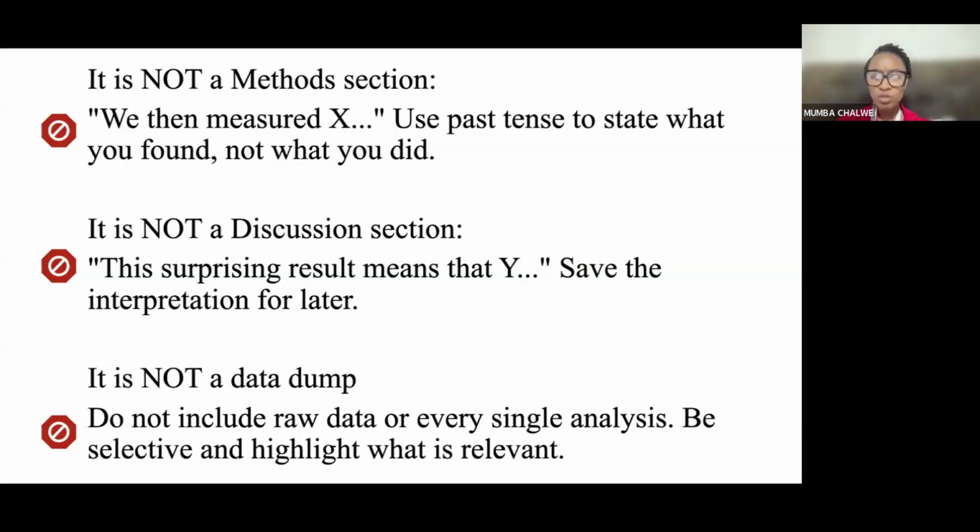And don't include raw data and every single analysis. Be selective and highlight what's relevant. I know it's a common pitfall, especially for our dissertations. You want to increase the bulk. You want to show that you did a very good job in your study and in your work, and you end up bringing all the output from your analysis. You want to include all the raw data. That just overwhelms the reader, and we don't want that in a manuscript.